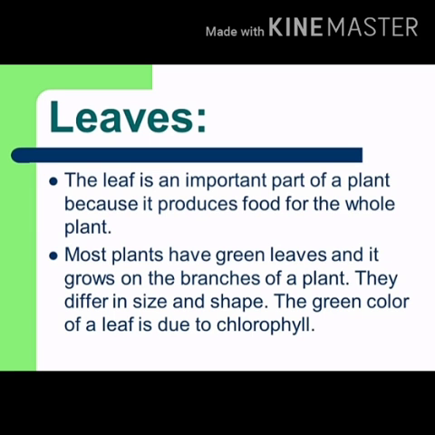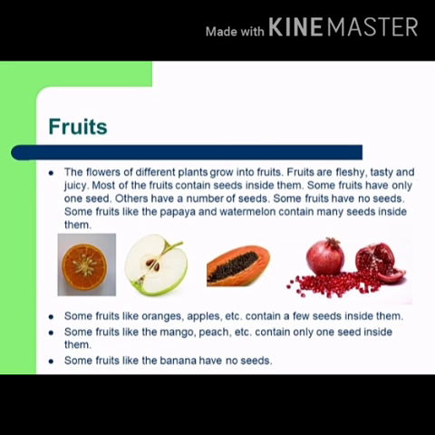Sunlight is needed for the food. While making the food, the leaves give out a gas called oxygen. The food made by the leaves is sent to all parts of the plant through the stem. Some of the food is used up by the plant.